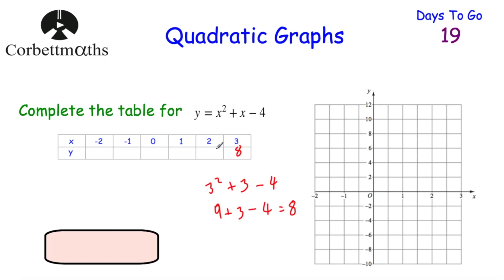So that's how I would do it on a non-calculator paper, and I would just work out each one of them. I'm being particularly careful with the negative values for x, because for instance, whenever you do minus 2 squared, you get 4, and then whenever you add minus 2, you're going down 2, and so on. So that's how I'd approach it on a non-calculator paper.